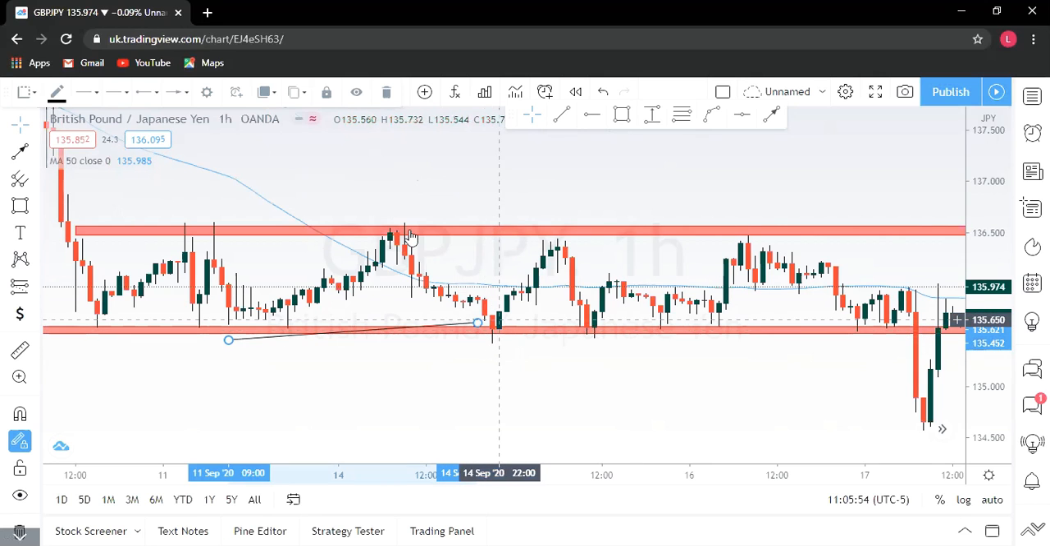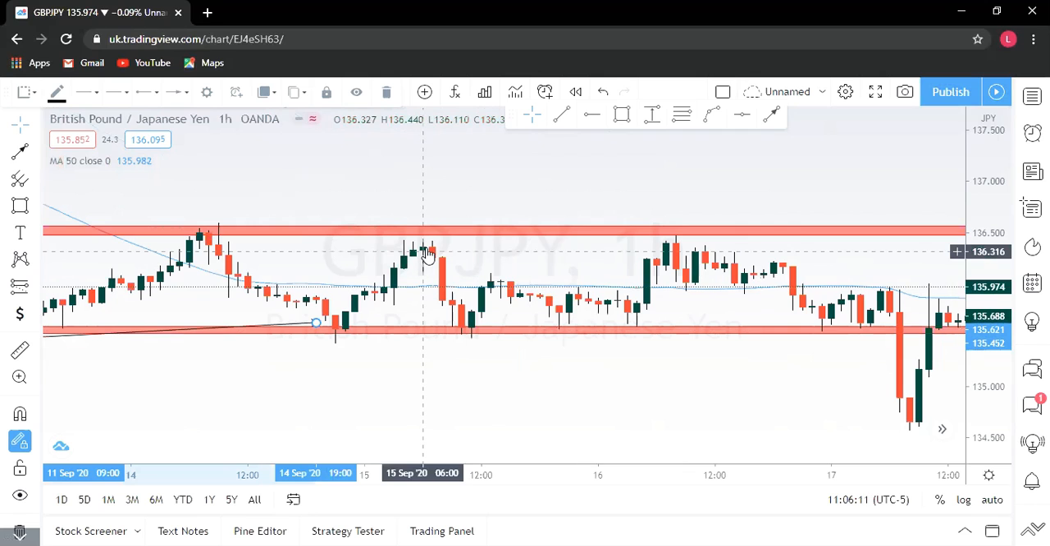You understand? Same thing happens here. The buyers want to push the market up, but because of the sellers' momentum, they pushed it back down. That is what made the wick as long as this. So that is what you should always look out for. And this candle that you are seeing here is also a pin bar. Some people call it a pin bar.